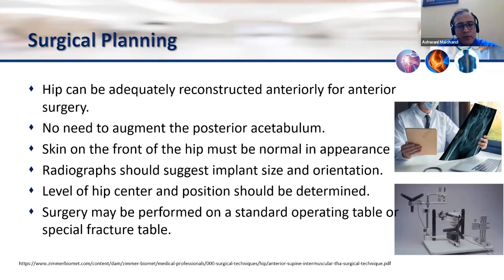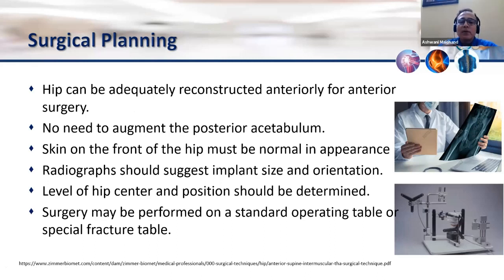So it's all more important that we should be well versed with the anterior approach because we might need it at least in those cases where there is fixed flexion deformity. But of course, if you need to augment the posterior acetabulum, then posterior approach is of course the better, especially in old fracture dislocation cases. Skin should be good and implant size has to be predetermined. And of course, we have to see the level of hip center, which has to be determined and restored.